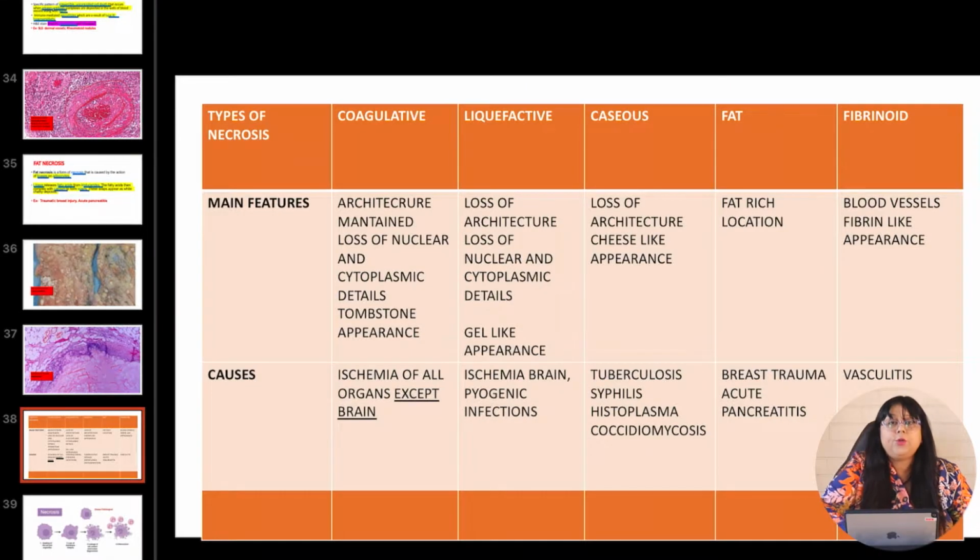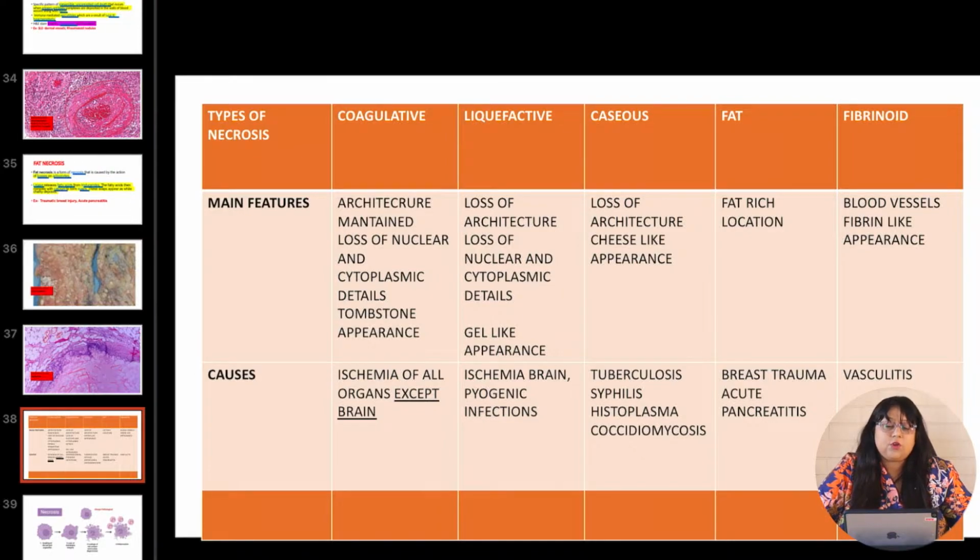So I have told you about all types of necrosis. Let me summarize this for you. So I have made this table, and in the table I have told you about main features and causes of various types of necrosis. So as you can see here, there are types. The types of necrosis are coagulative necrosis, liquefactive necrosis, caseous necrosis, fat necrosis, and fibrinoid necrosis.